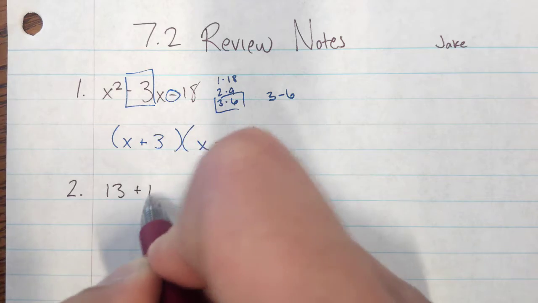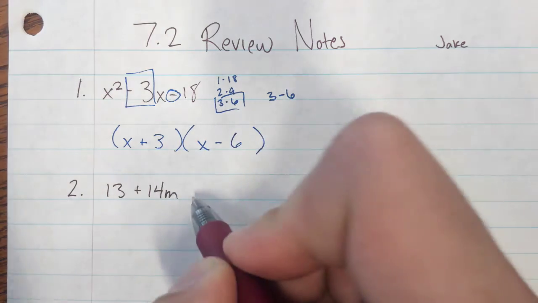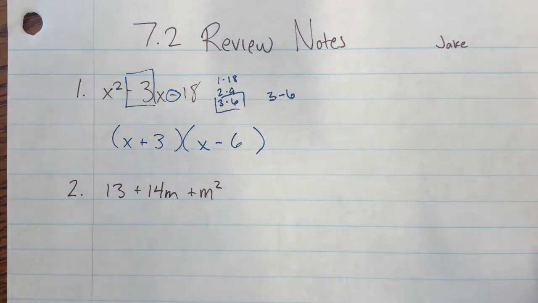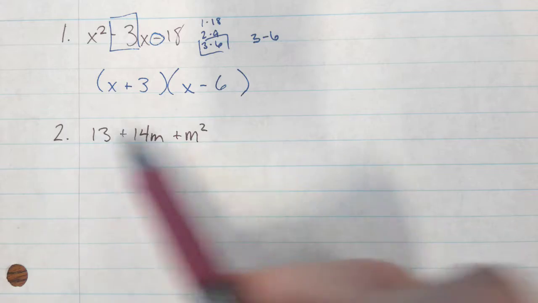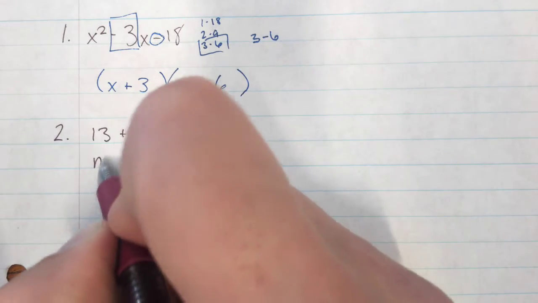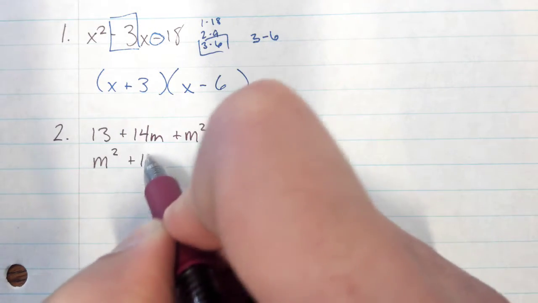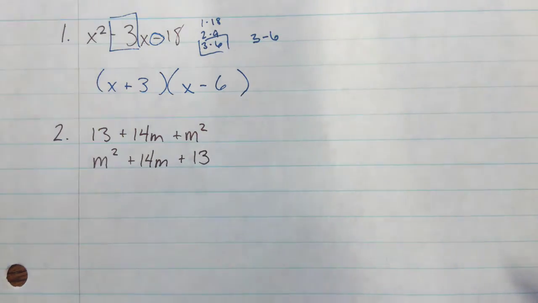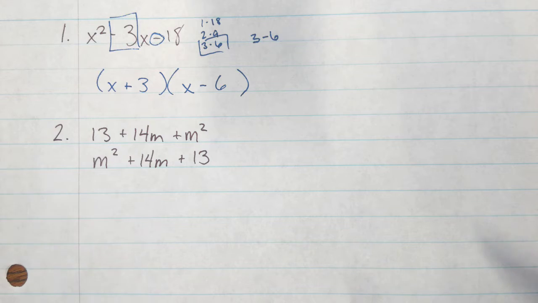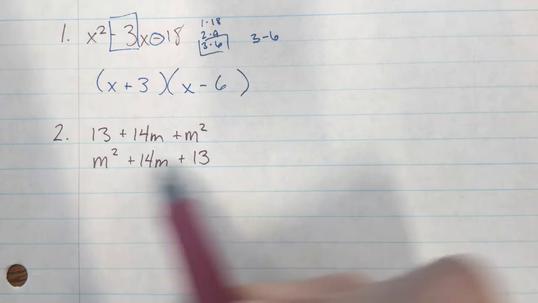13 plus 14m plus m squared. All right, I look at this one, and it's not in correct order. So my first step before I do anything is I'm going to rewrite it. I want the m squared to be first, the m to be second, and that normal number to be last. After that, it's now in order.